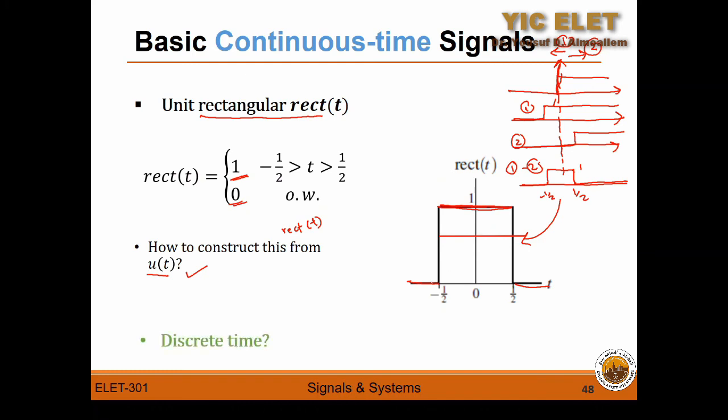Now think about discrete time. If you want to represent the discrete time, the t-axis will be the n-axis, and then you will have a couple of samples here, and then it will go to 0 again. You need to make sure that this is wide enough to have more than one sample in your function.